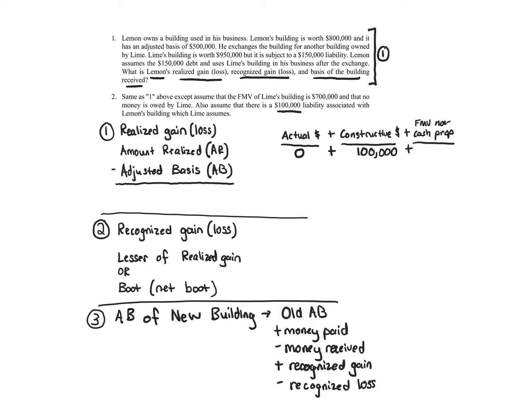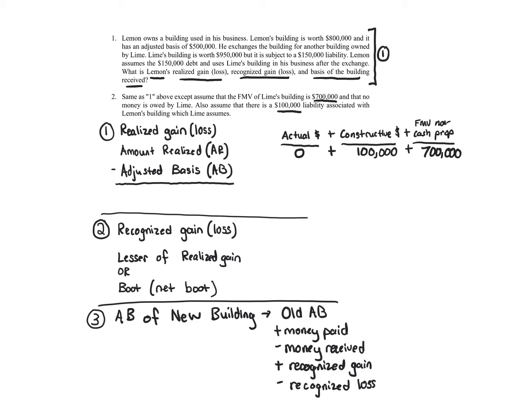So whenever I do amount realized, I always stick first to determining the fair market value of the property received, the like-kind property received, which here, of course, is $700,000, the value of Lime's building. In the future, for future problems, that's always where we're going to start. So keep that in mind.